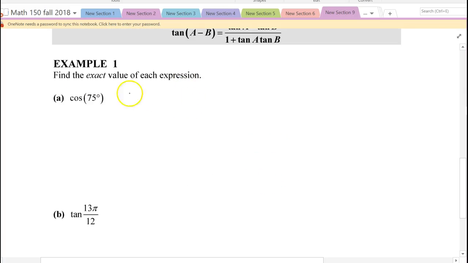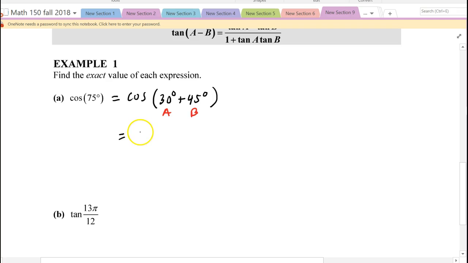Okay. We can rewrite the 75 using common angles. So the 75, can you think of a combination of the common angles that will give you 75? 45 and 30, yes. So if I rewrite this as the cosine of 30 degrees plus 45, this becomes our A and this is our B in these sum formulas.